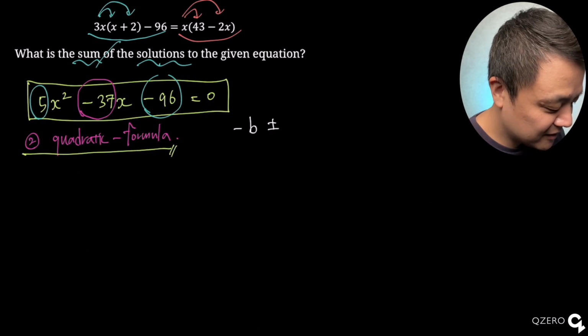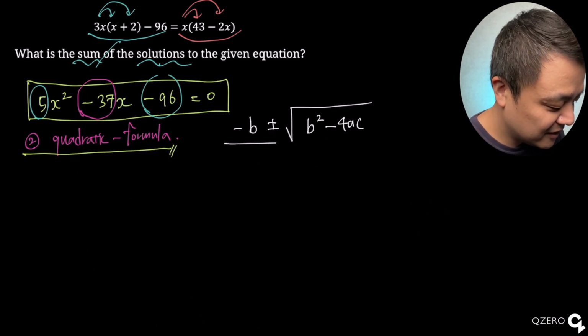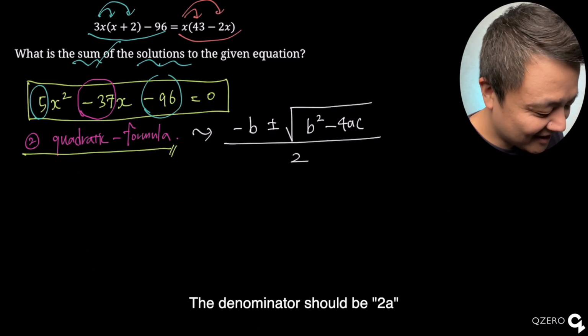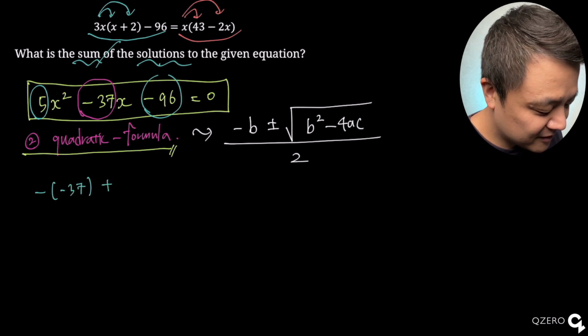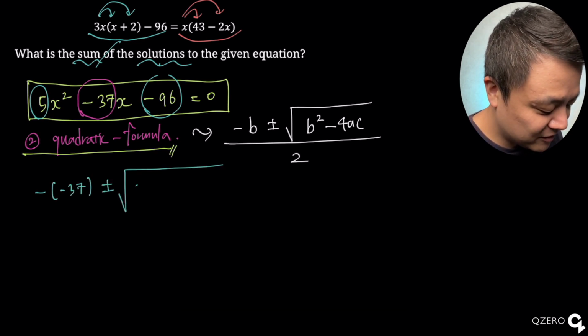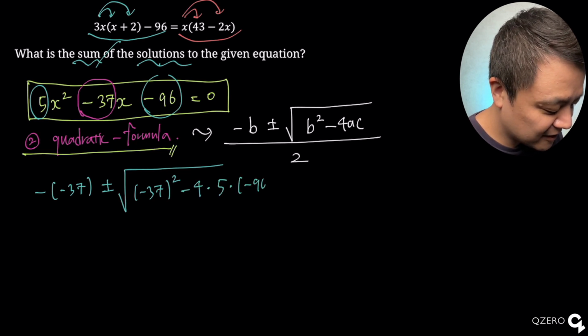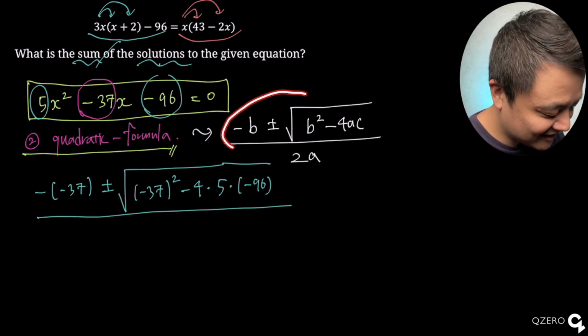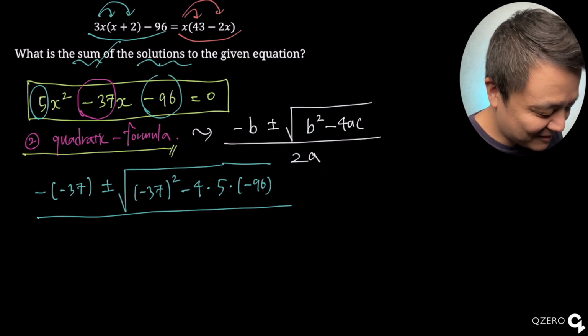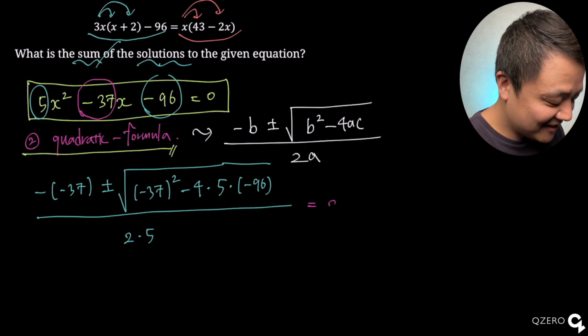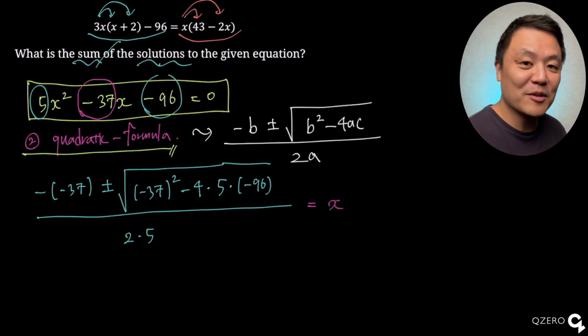Negative b plus minus square root b squared minus 4ac all the way over 2a. Let's do that. Negative b plus minus square root b squared minus 4 times a is 5 and c is negative 96 all the way over. No, I forgot to put a here. This is the proper one. So we're supposed to put 2 times a here. These are the solution values to the given quadratic equation.